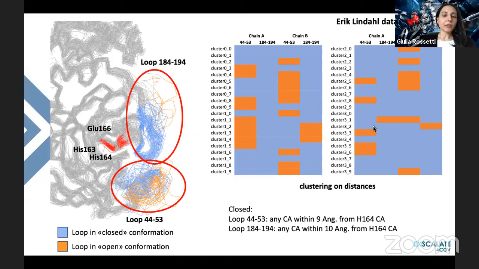And you can see that if you analyze the configurations of the flanking regions of the binding site, the upper part of the flanking region is relatively rigid. So independently of the cluster that you are looking at, this loop tends to remain relatively stable and closed. The clusterization was done, of course, on the distance, I forgot to say. But on the other hand, if you look at the lower flap, the lower loop, you can see that there are mostly two configurations of the loop, denoted here as blue and orange, where blue denotes the closed conformation and orange the open conformation. And you can see that this is much more flexible.